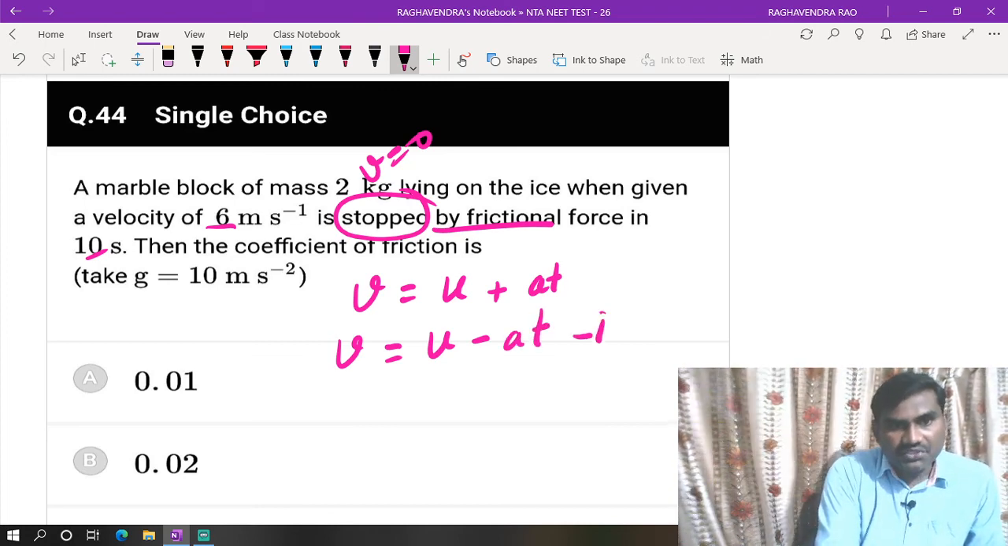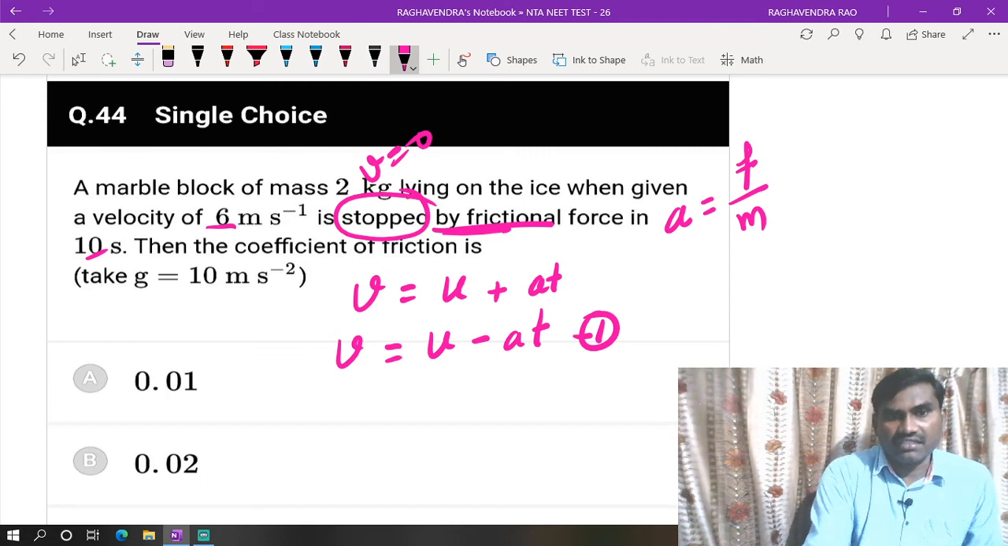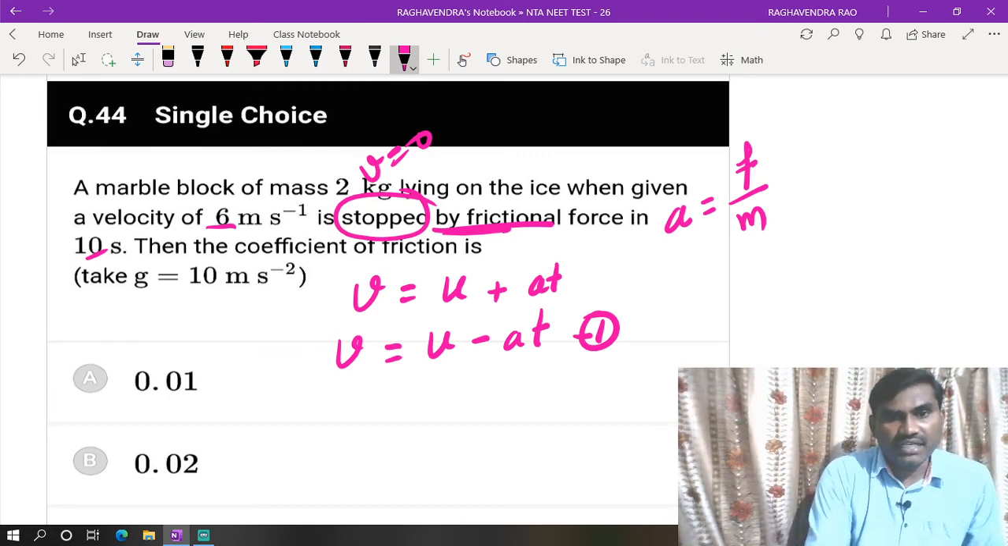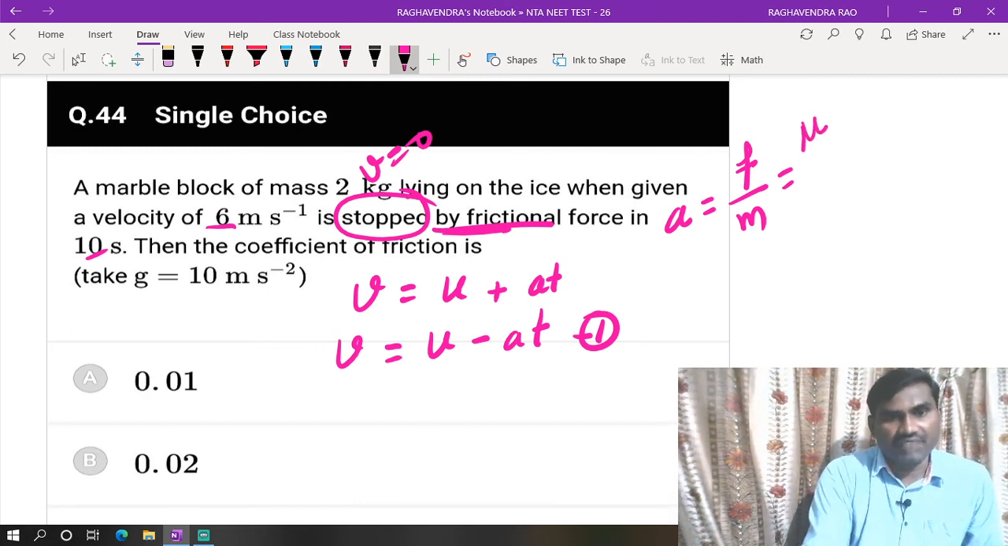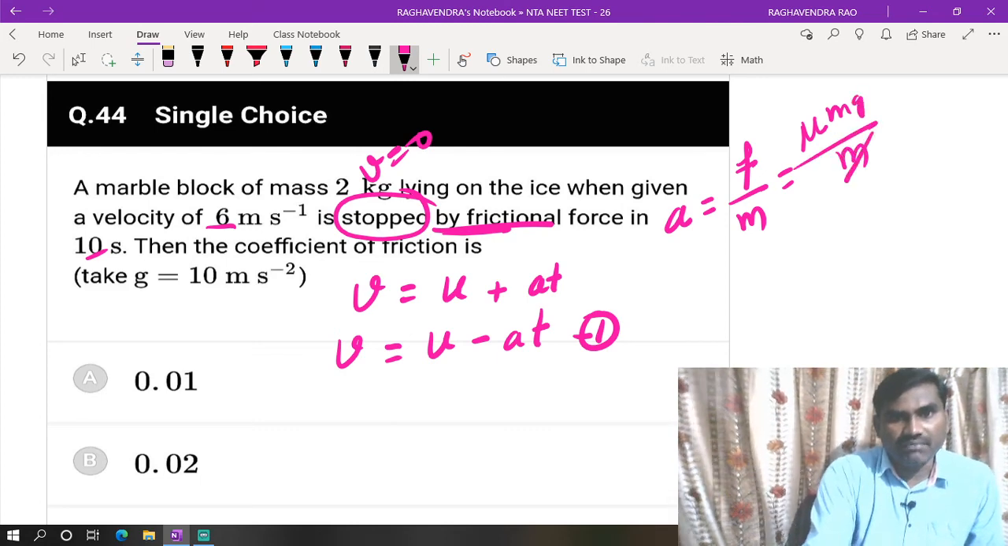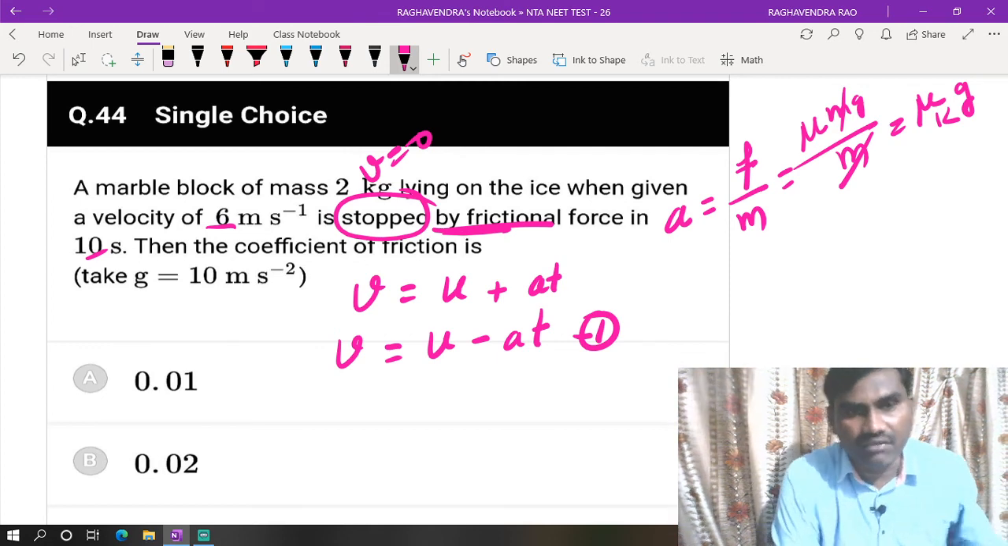But this deceleration is due to frictional force. Now acceleration due to frictional force is nothing but frictional force by mass. Acceleration is equal to force by mass, so here we need to take the force as frictional force. Frictional force is the coefficient of friction into normal reaction. Normal reaction in the case of the block will be mg. So mu mg by m, m cancels. This will be equal to mu k into g, because the system is in motion, so we take the coefficient of kinetic friction.